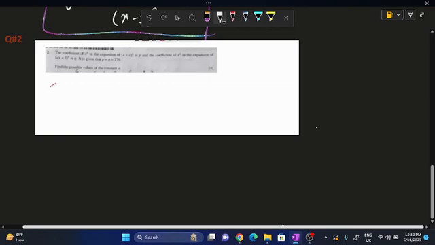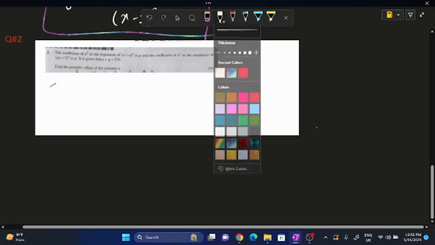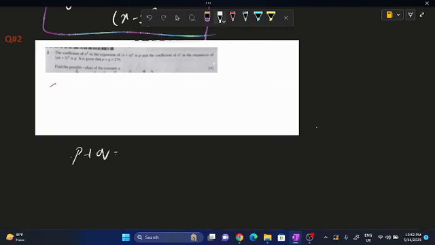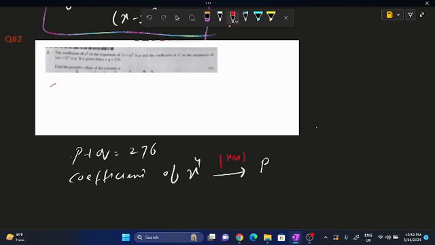This is not too difficult, just a trick is required in order to solve this question. It would be easy for you if you first write down the data that is given. So I'm going to write down the data first. That is p + q = 276. Another thing given is the coefficient of x^4 is p, from the expansion (x + a) raised to the power 6.